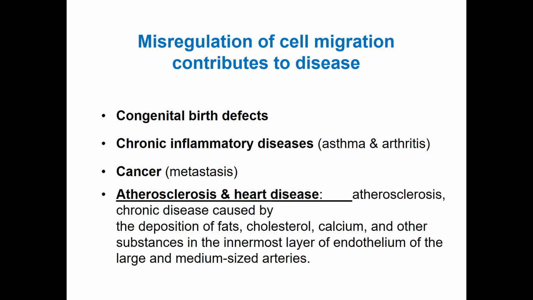Similarly, if cell migration or motility is somehow disrupted, or unusual motility of the cell occurs, it can cause disease. For example, congenital birth defects, chronic inflammatory diseases like asthma, arthritis, even cancer. In case of cancer, cancer cells can migrate from one place to another, which is called metastasis, and then it becomes the fourth stage of cancer.